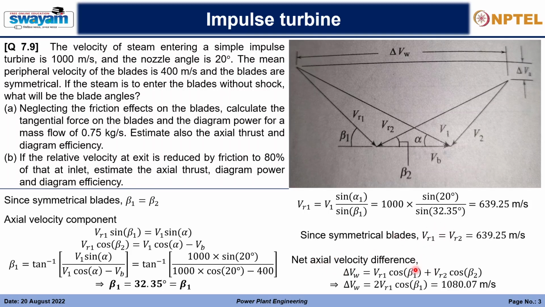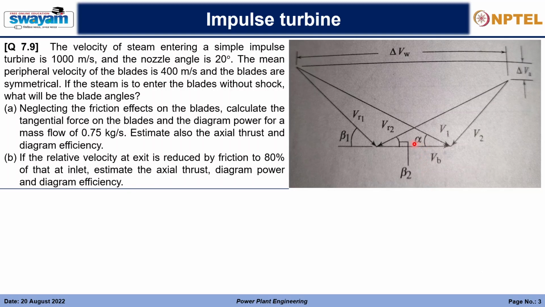So the net axial velocity difference, so axial, I think it is the whirl velocity difference. The net whirl velocity difference means the velocity difference in the direction of the blade moving, the tangential direction of the blade movement. So that is what I am calculating here. So here vr1 cos beta 1, the vr1 component, that is contributing to the blade movement, and the vr2 component. Since the vr2 will be in a different direction, I will show you here, it might be more clear then.